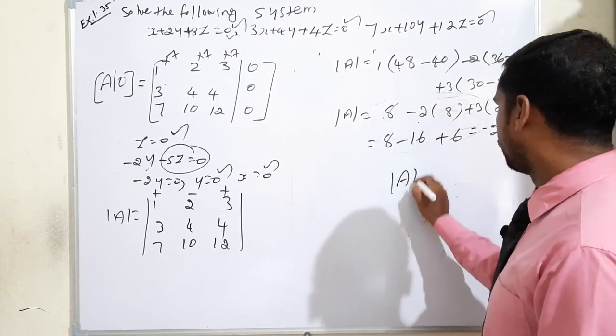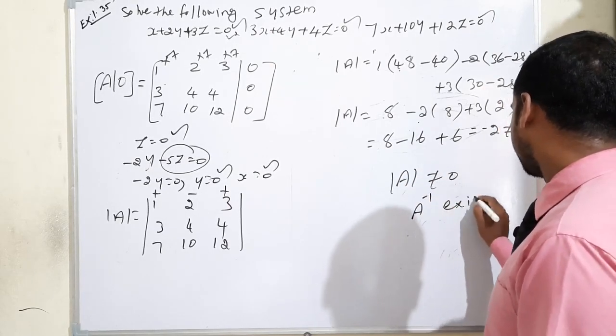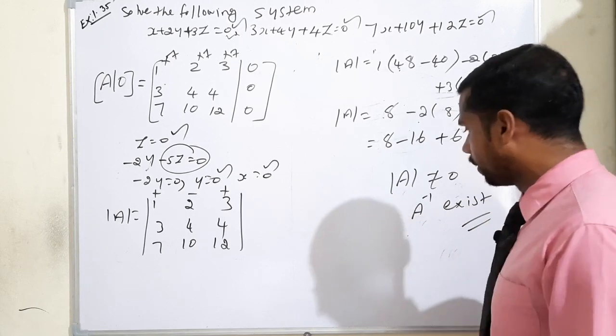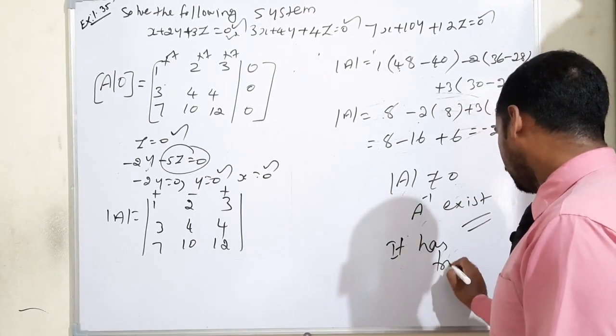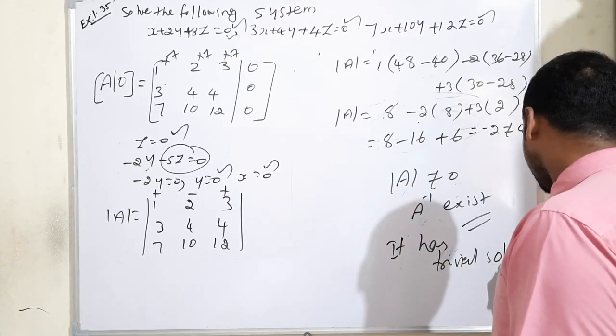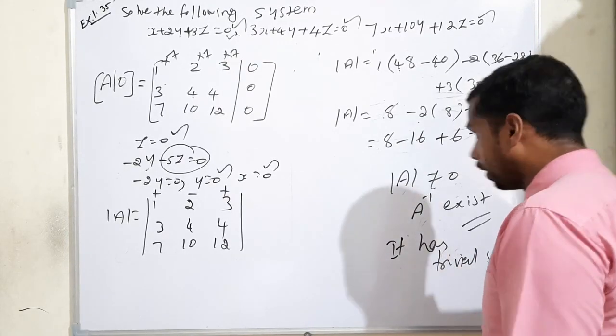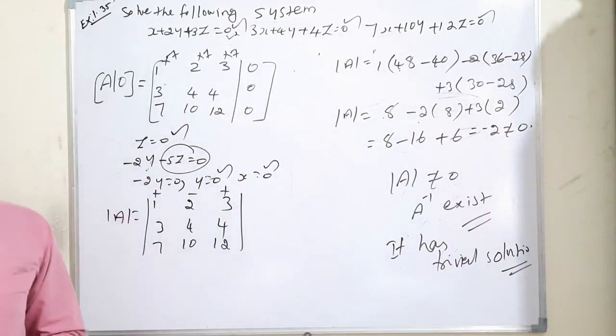So determinant A not equal to 0 means definitely A inverse exists, isn't it? The first condition, it is invertible means definitely we can say it has only the trivial solution. This is the final answer for example 1.35. I will continue with the next example, okay.